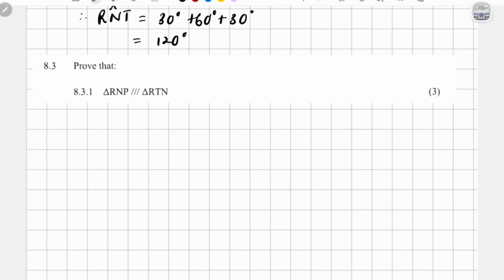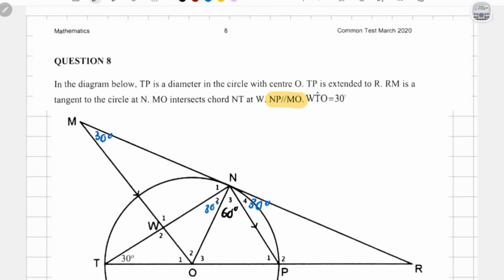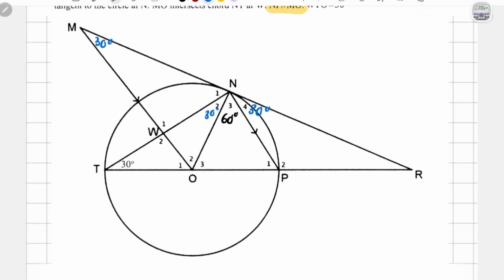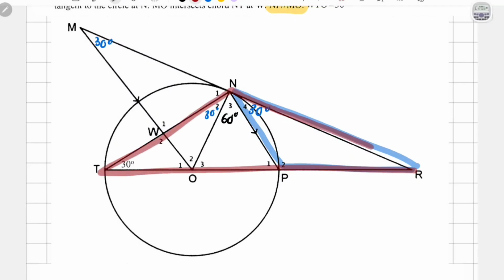The next question, 8.3, says prove that, 8.3.1, triangle RNP is similar to triangle RTN. So let's highlight those triangles quickly. They said prove that triangle RNP, this triangle over here, we need to prove that that is similar to RTN. Well, the good news is you can see that they are sharing one angle.